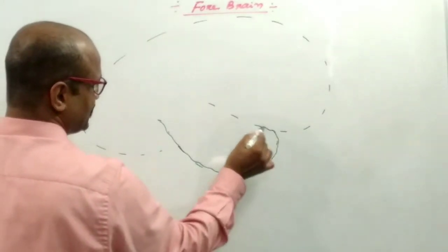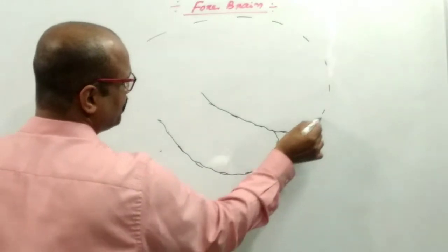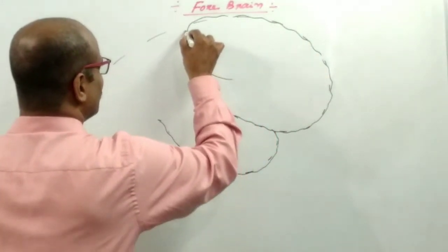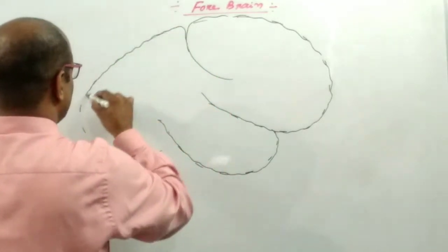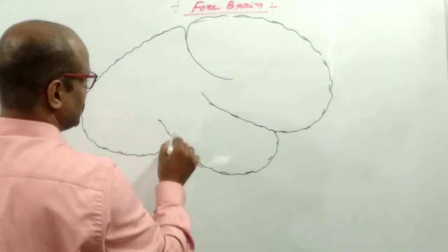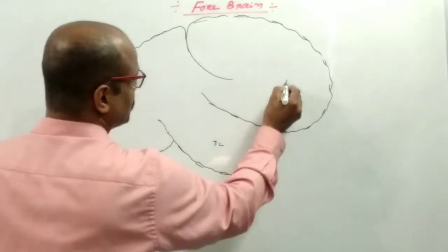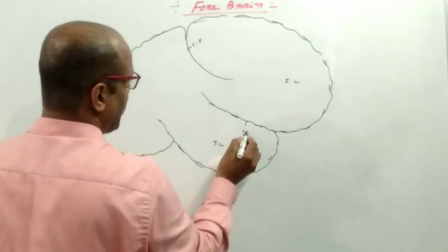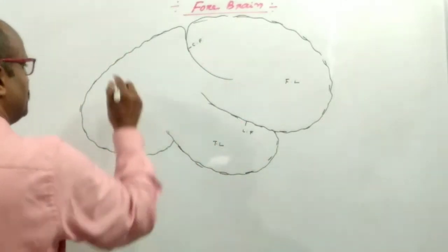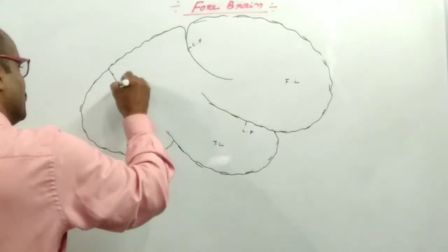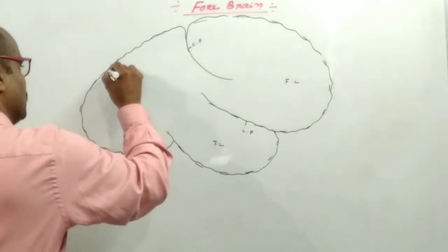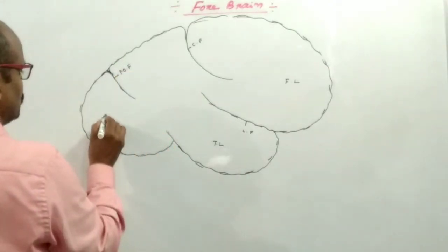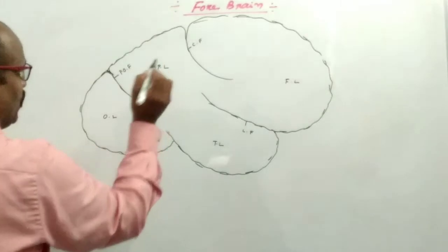This is the temporal lobe, this is the frontal lobe, this is the central fissure, this is the lateral fissure, this is the parieto-occipital fissure, this is the occipital lobe, this is the parietal lobe.